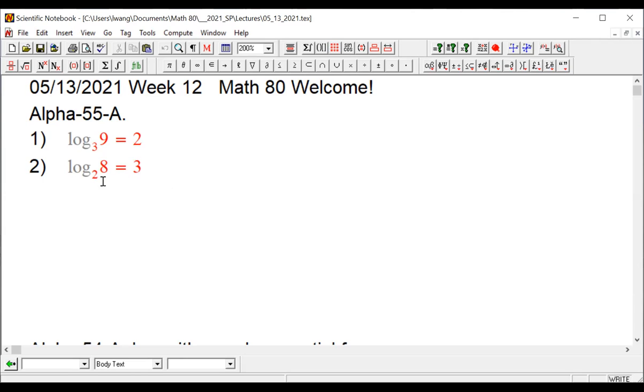Perfect, Marcelo. Okay, so let's look at number 3. Log base 2 of a quarter. What number power 2 will give us a quarter? Okay, you can look at your notes. What number power 2 gives us a quarter?